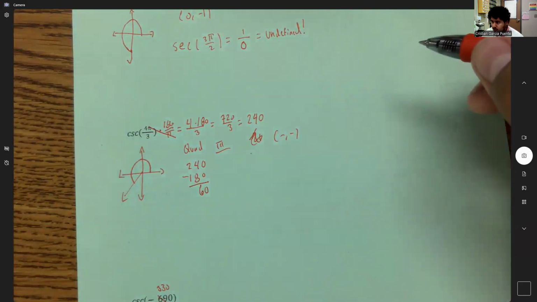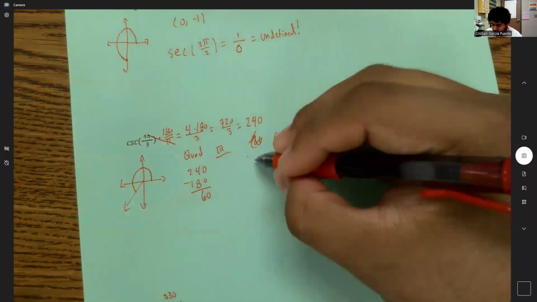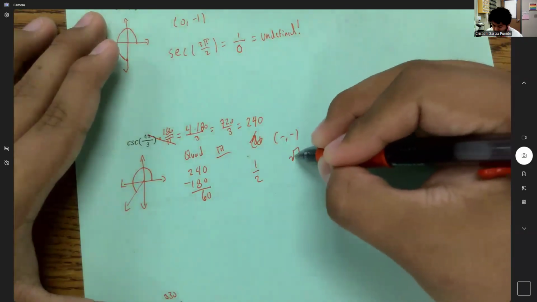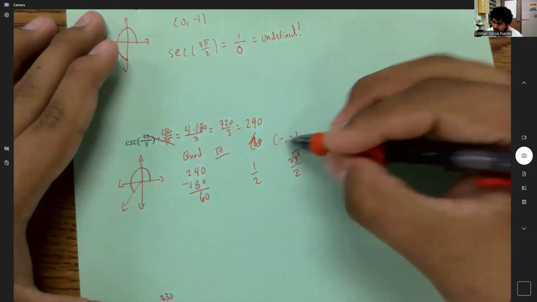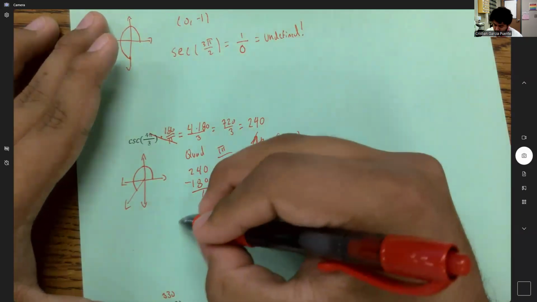And now we're going to look at 60 degrees and see what the point is. So at 60 degrees, it's 1/2 and root 3 over 2. So I'm going to write down 1/2 and root 3 over 2. But since we have a minus minus, that means they're both going to be negative. And now you can just go straight into evaluating.